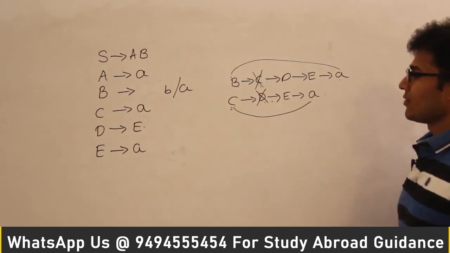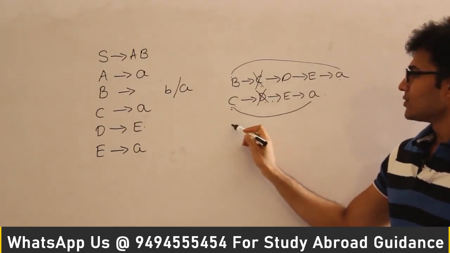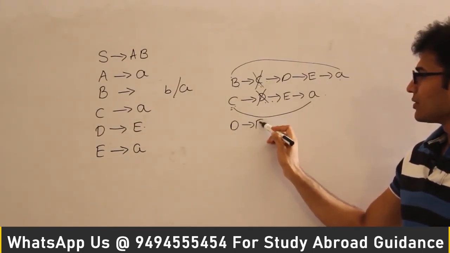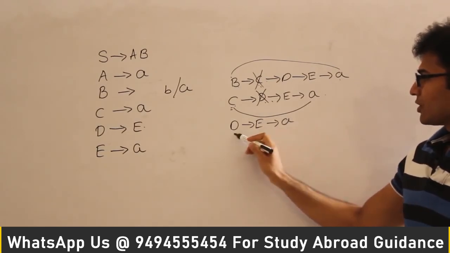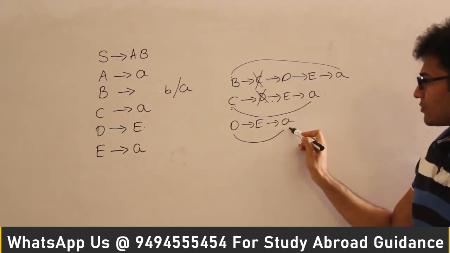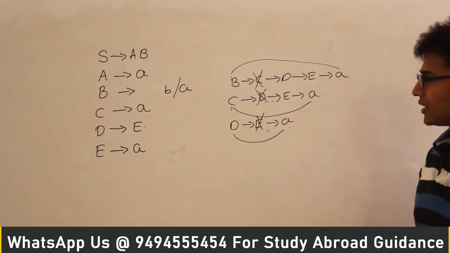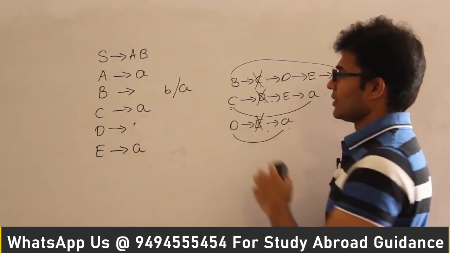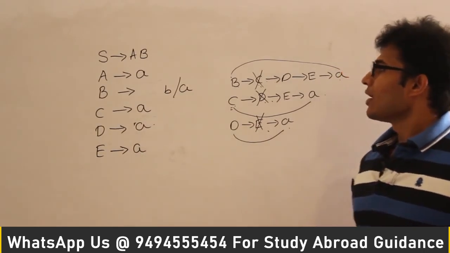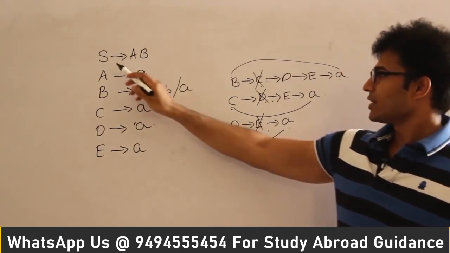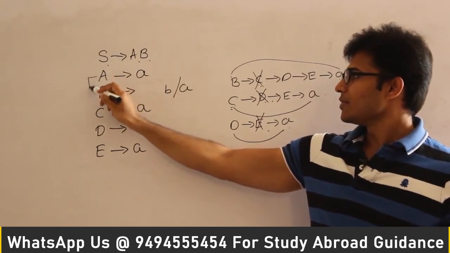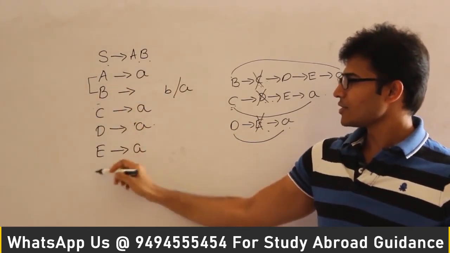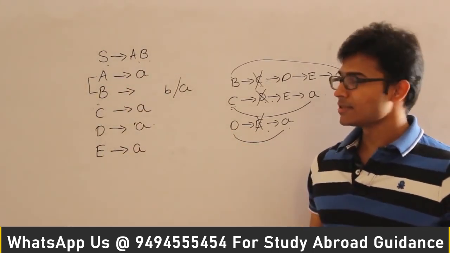Okay. And now D to E. If I delete D to E, E could derive small a. Therefore, D has a chance of deriving small a. If I delete it, it would lose it. Therefore, you have it, which means D derives small a, right? And one thing, if you observe, S is deriving AB, and A and B are reachable, but these are not reachable. Therefore, these are all useless symbols in the grammar.